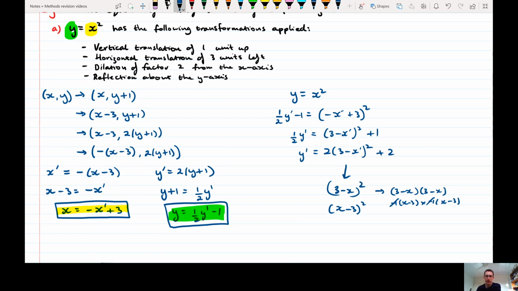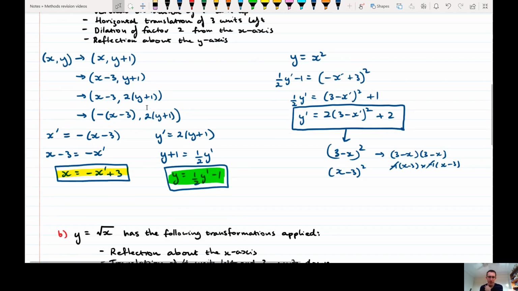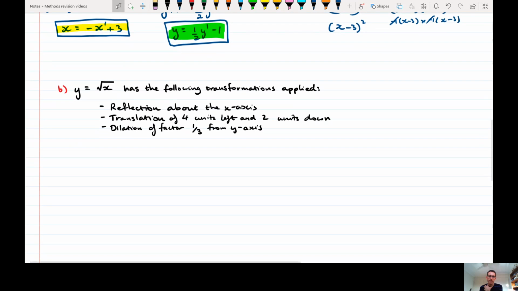So in our case here then, you found that the equation of the image under those transformations is that, and that will be exactly the same as if you did the matrix method. Let's look at another example.